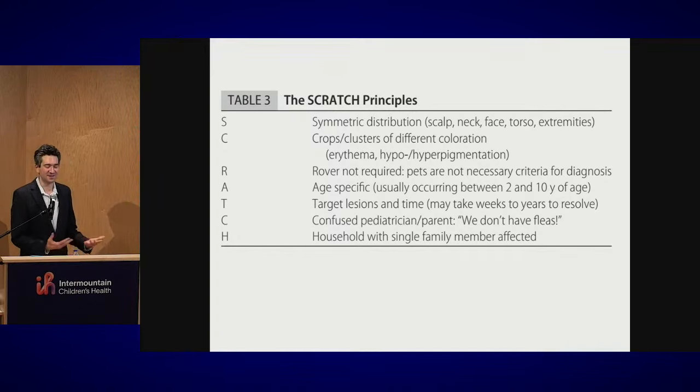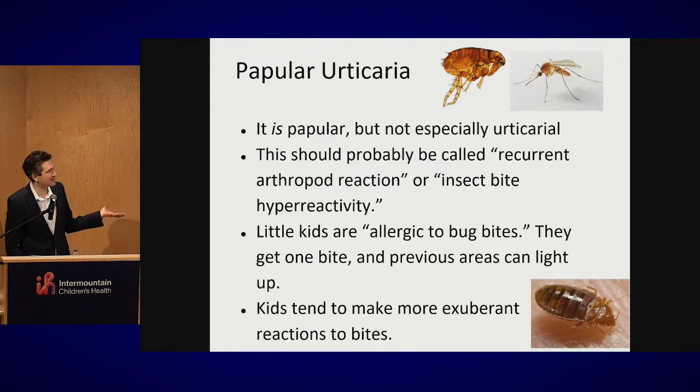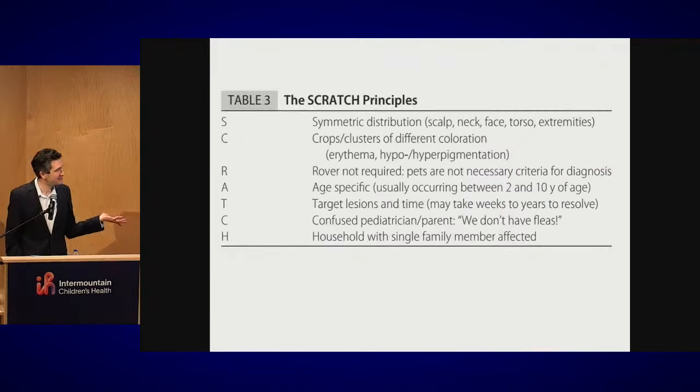So these are characteristics of papular urticaria. So S stands for symmetric distribution. C is crops or clusters, like you would normally find in bug bites. R is one of my favorites, rover not required. You don't have to have a pet because these are the bugs that do it. There's only one of them that likes to live on animals. But still, if they do have a dog, it's a little bit suspicious. The A is for age, so it's usually elementary school to little kids, age 2 to 10.